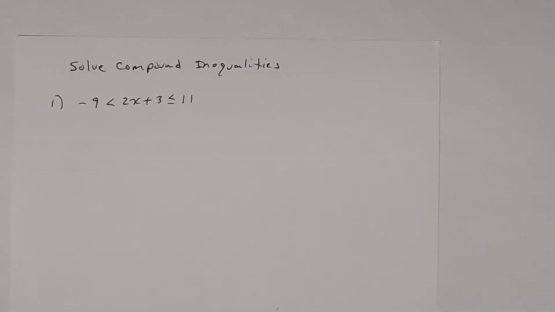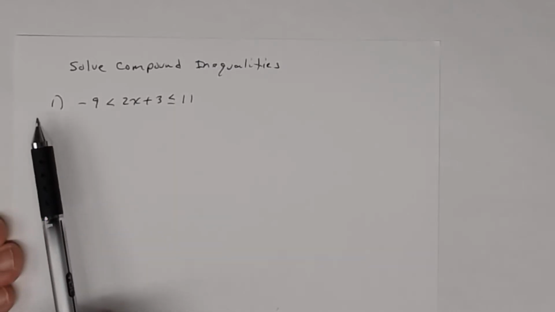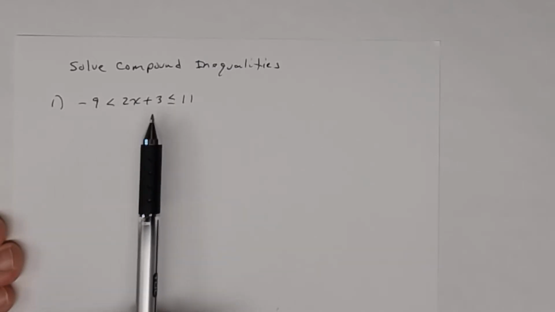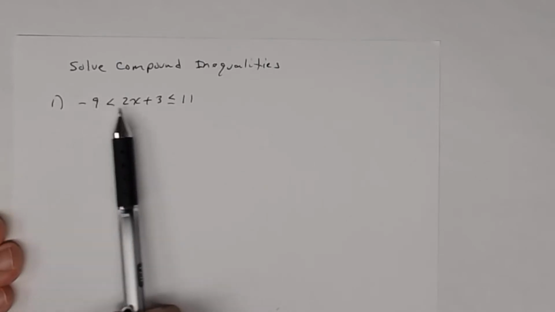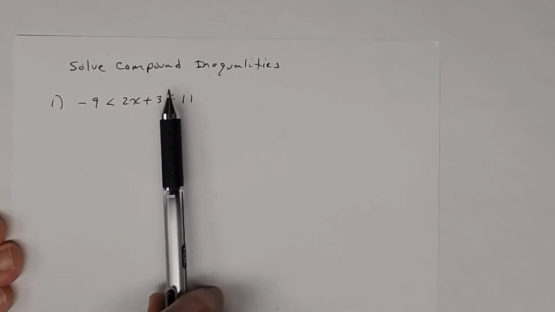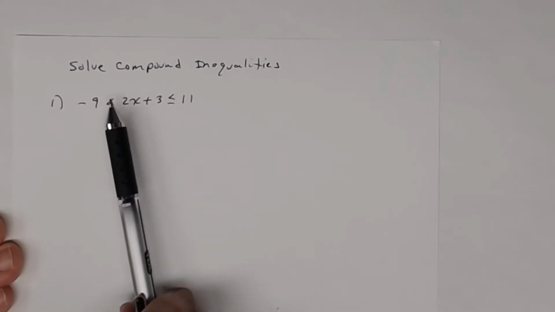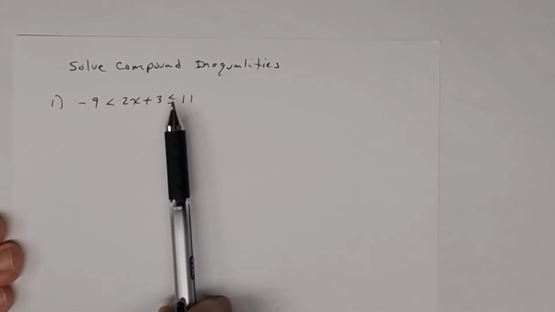The following three examples involve solving compound inequalities. What I want you to notice about number one is that you'll see there are two inequality symbols, and they're pointing in the same direction. If you go from left to right, this says less than, and this says less than or equal to. But notice the word less than. So less than, less than.